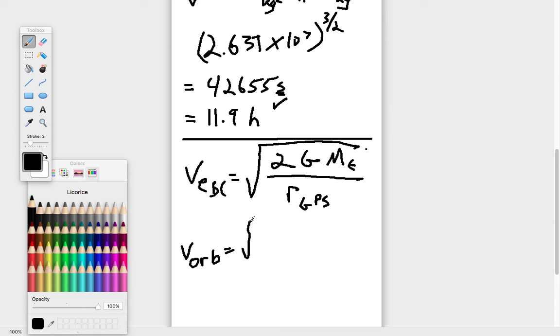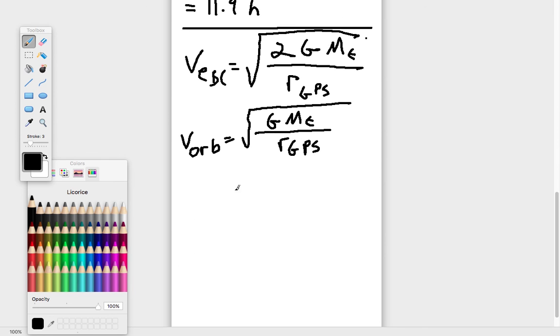And it's got to do with just removing that factor of a 2 and plugging in these numbers. Mass of the Earth, the radius of the GPS satellite. I showed you all these numbers up above. But if you do the math, you get, how'd I do? 3.886 meters per second, which is about 3.9 kilometers per second. And that checks out. So that's the orbital velocity at that altitude. Does that answer make sense? Yeah, that's wicked fast.